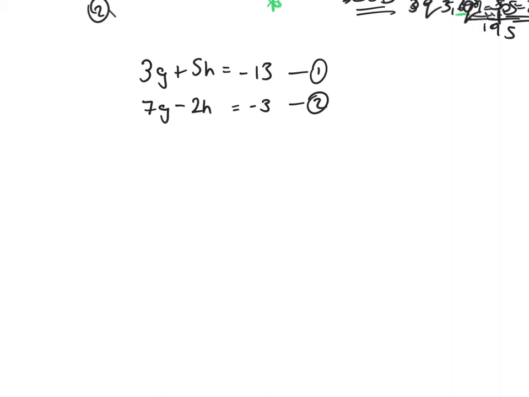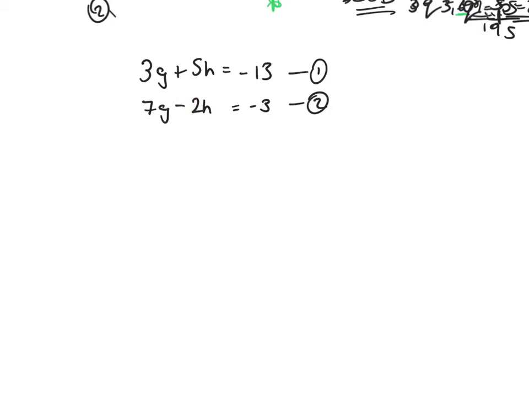Okay, now I could scale 3 and 7 up to what would be the lowest common multiple. So for 3: 3, 6, 9, 12, 15, 18, 21 and so on. 7: 7, 14, 21, 28, 35 and so on. The lowest common multiple for 3 and 7 would be 21. For 5 and 2 it would definitely be 10.